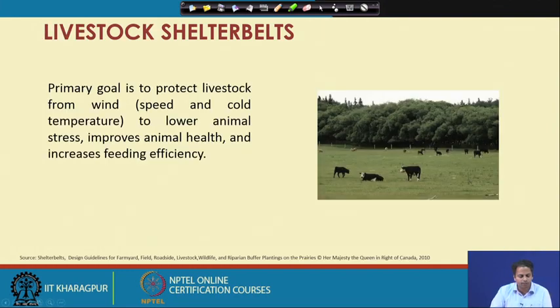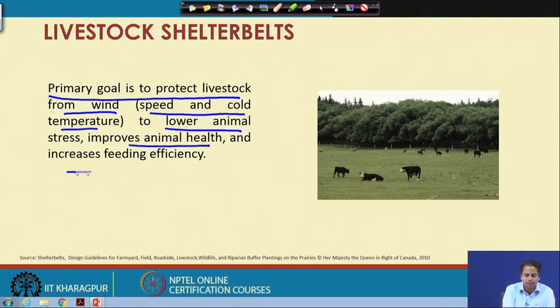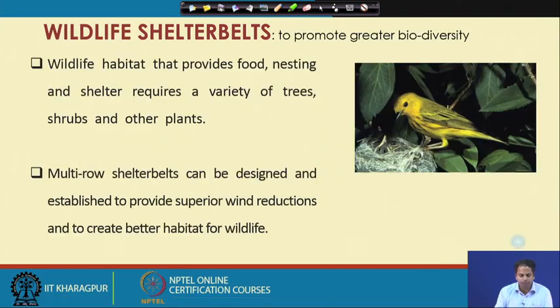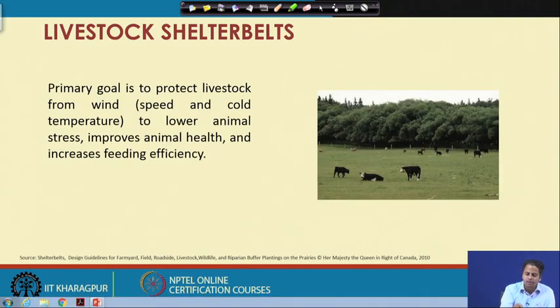Similarly, the livestock shelter belts. The primary goal of this kind of shelter belt is to protect livestock from wind, both the speed as well as temperature, and lower animal stress, improve animal health and increase feeding efficiency. The purpose of this livestock shelter belt is to protect the animal. In this case we mostly use very high density trees, to reduce the temperature effect of wind.